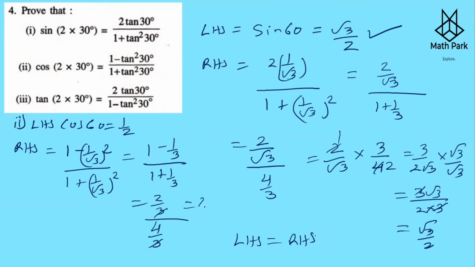So we get 2 upon 4 and that is half. And this is nothing but your RHS. So thus you get LHS is equal to RHS. Hence done with 2 parts.